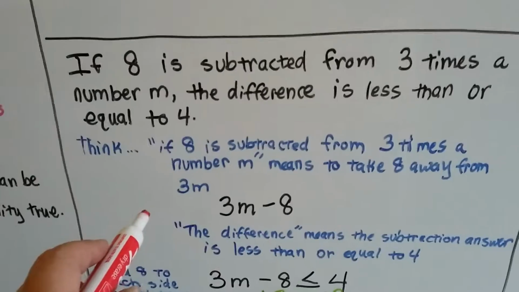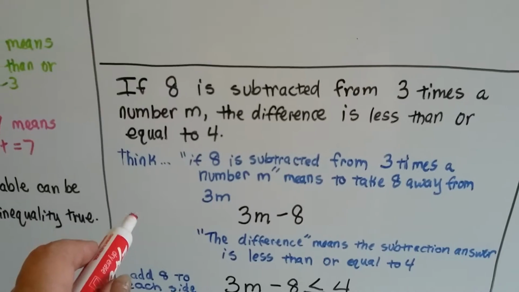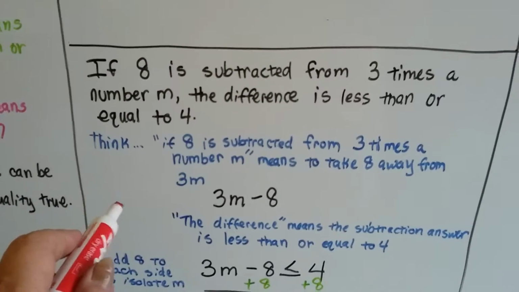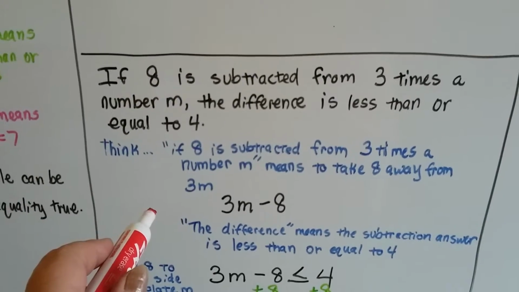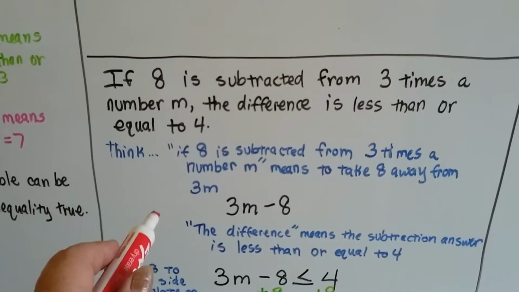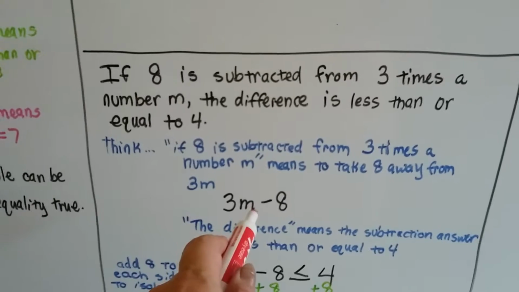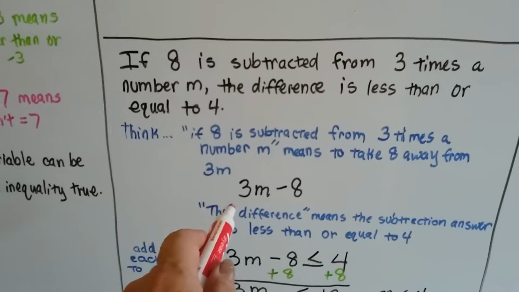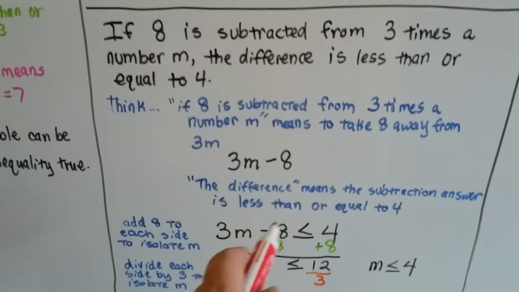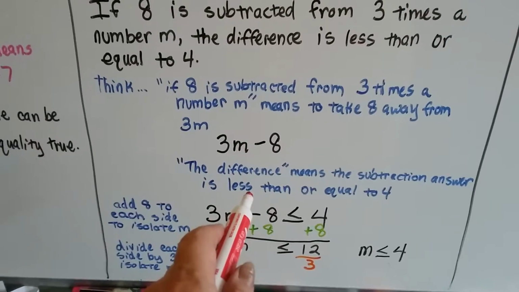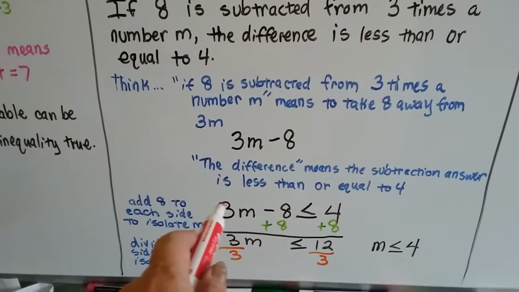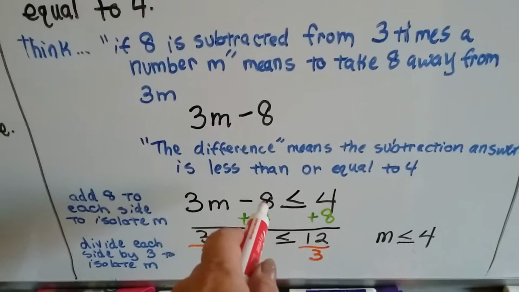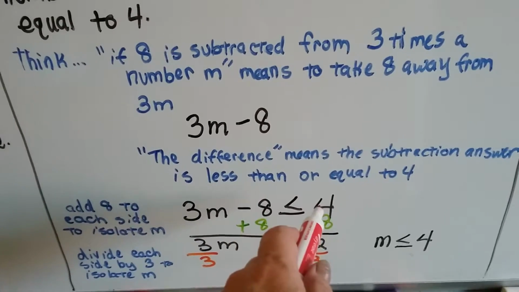If 8 is subtracted from 3 times a number m, the difference is less than or equal to 4. So we think, if 8 is subtracted from 3 times a number m, that means we need to take 8 away from 3m, 3 times m. So we've got 3m minus 8. The difference means the subtraction answer is less than or equal to 4. So 3m minus 8 is less than or equal to 4.